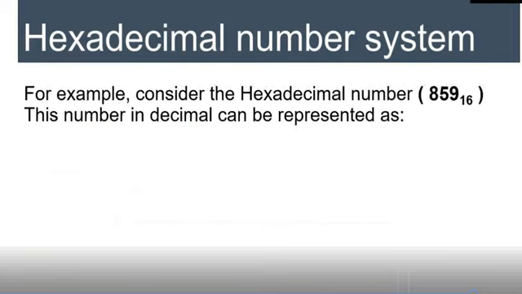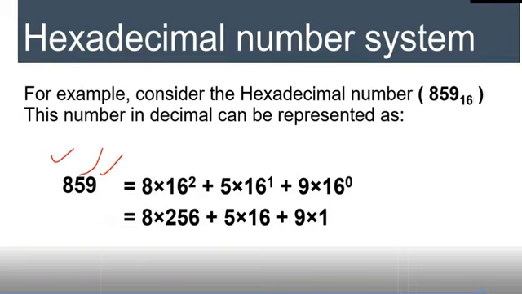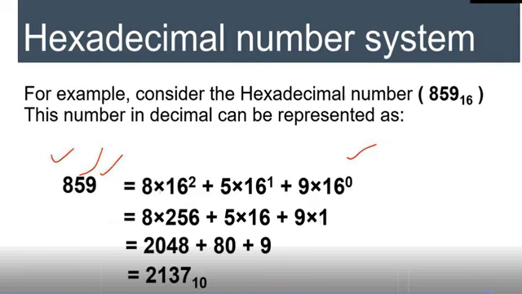For example, consider the hexadecimal number 859. This number in decimal can be represented by writing each digit separately and multiplying by their hexadecimal weightage, and by adding these values we will get the equivalent decimal of the hexadecimal number. So the final answer will be 2137 decimal.